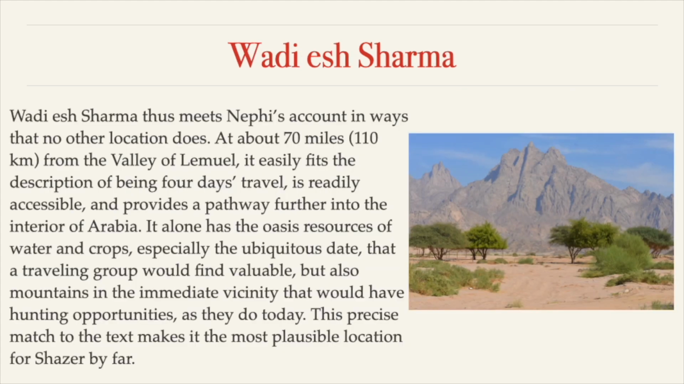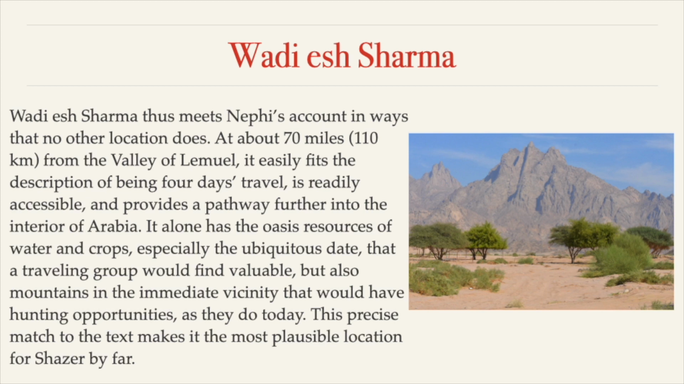So what do we find? About 70 miles away from the proposed encampment is Wadi Esh Sharma. It's about a 4 days journey and provides a pathway further into the interior of Arabia. It alone has the oasis resources of waters and crops, especially the ubiquitous date that a traveling group would find valuable. Also, mountains in the immediate vicinity that would have hunting opportunities as they do today. This precise location matches the text and makes the most plausible location for Shazer.